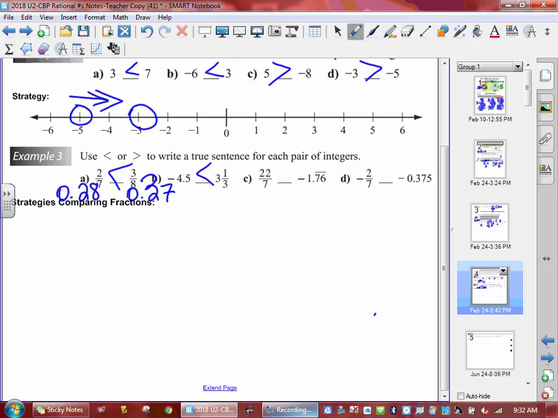Alright, on letter C, again, we have the same situation. We have decimals and fractions, but we don't have to convert them because one's positive, one's negative. And positive and negative should be obvious where they belong. So, who's bigger?